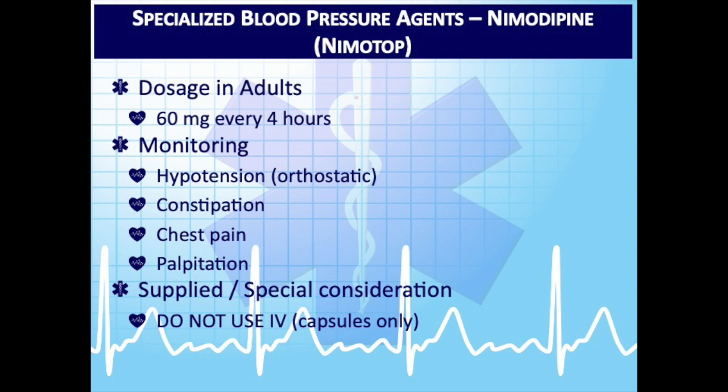A problem that has happened is that when the nurse spikes the Nemotop capsule and draws it out, they've actually given it IV before. Earlier I was talking about dexamethasone and how you can give an IV drug orally, one time, a situation specialized to dexamethasone. I also told you that you would never give an oral drug IV, and there have been numerous mix-ups with this medication. It's usually given 60 milligrams every 4 hours. Like I said, watch for hypotension, chest pain, palpitations, etc.